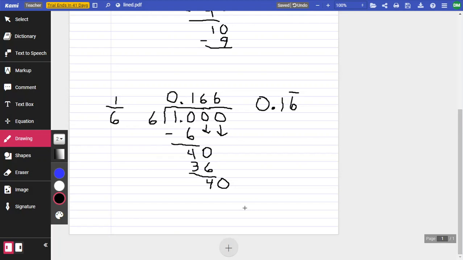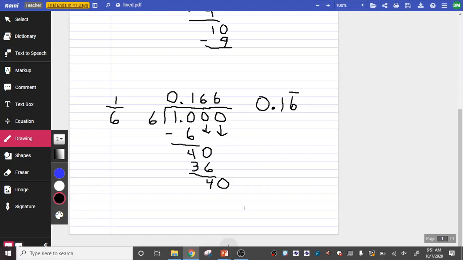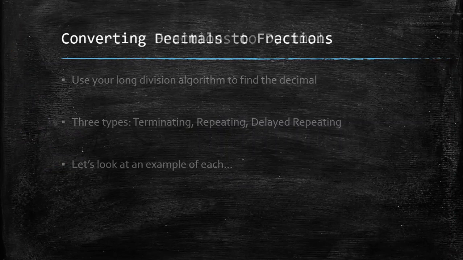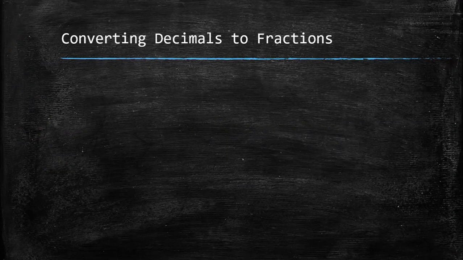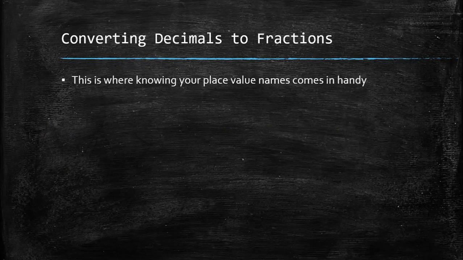Now let's look at it the other way. What I think is actually the easier way, or the easier out of the two, and that is to start with a decimal and write it as a fraction. So let's go back here. We're going to convert decimals to fractions. And this is where knowing your place value names really comes in handy. If you know the place value names well, then you can do this in no time at all.